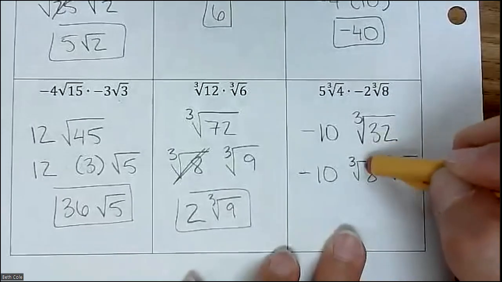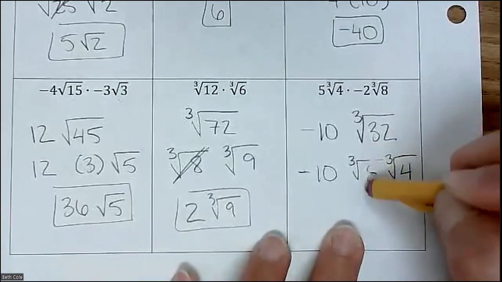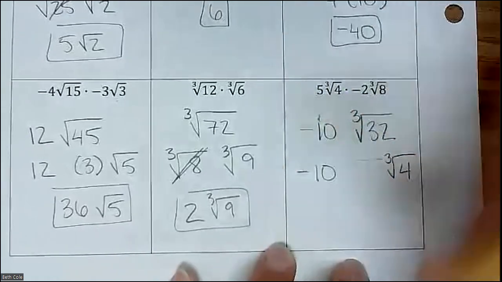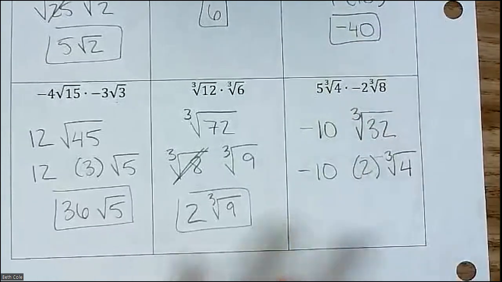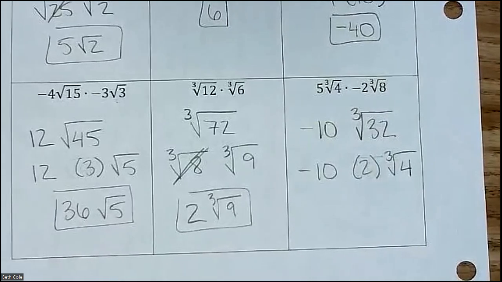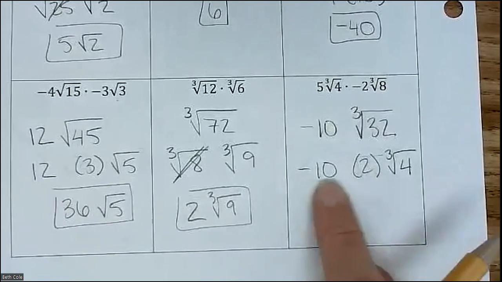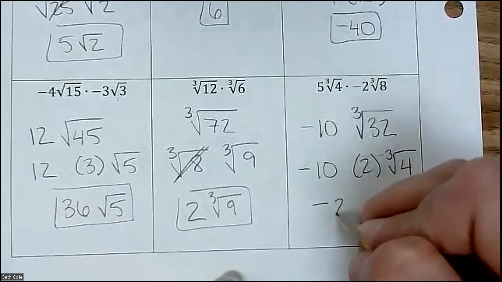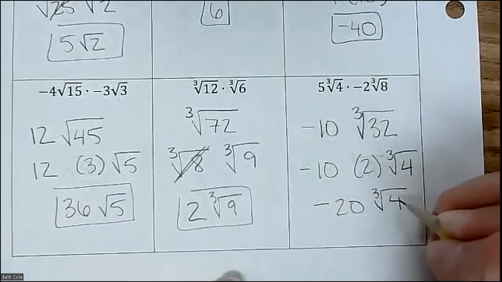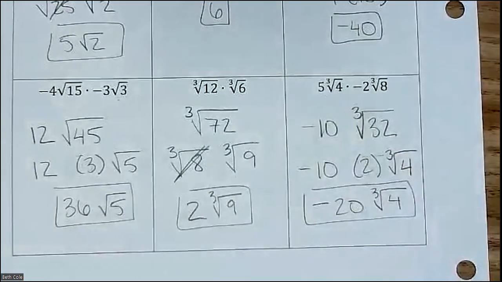So what is your cube root of 8? 2. So I'm just going to erase that and put 2, or you could write the whole thing over again. Whatever is your preference, it's fine. And then your last step is just to multiply those together. So it'll be -20 cube root of 4.